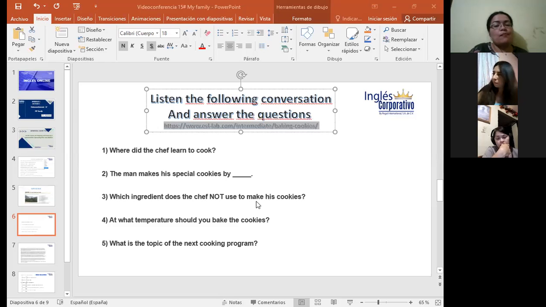Number three, which ingredient does the chef not use to make his cookies? Baking soda. Baking powder. Yeah, baking powder. Yes. Next. At what temperature should you bake the cookies?